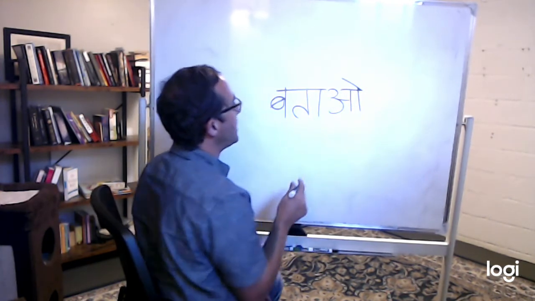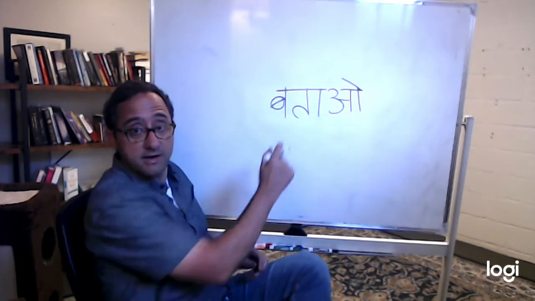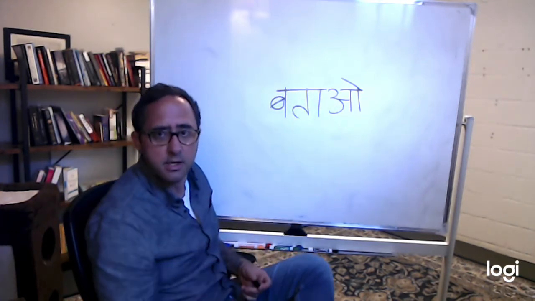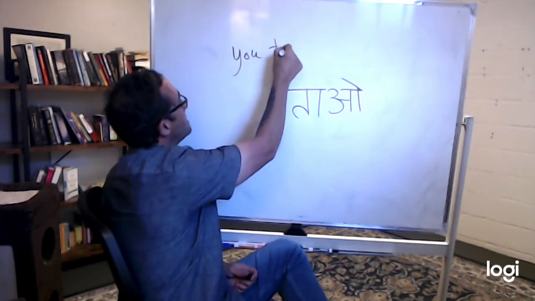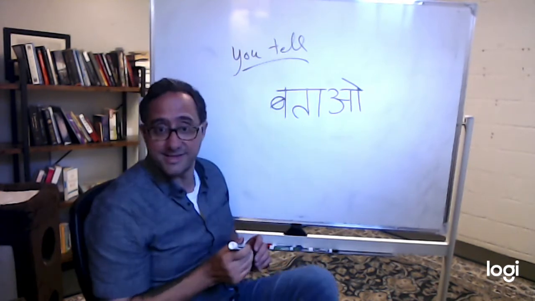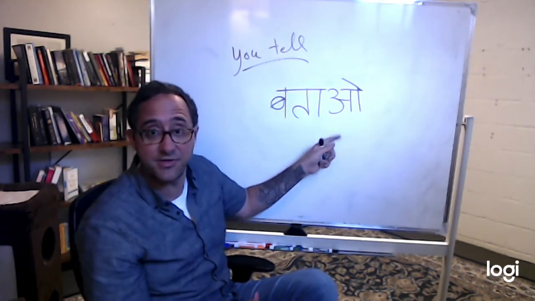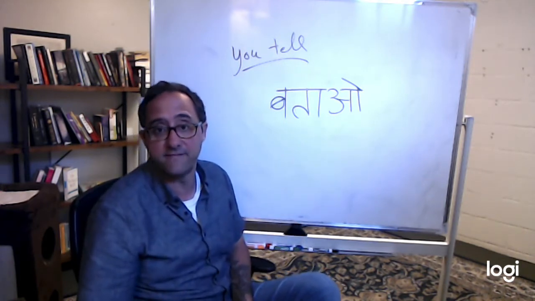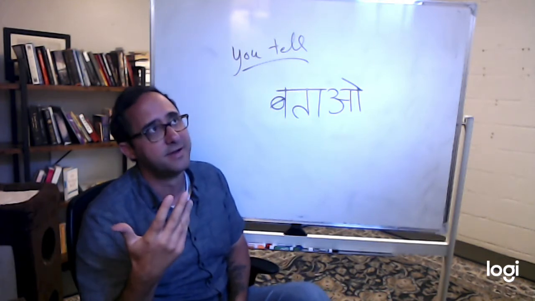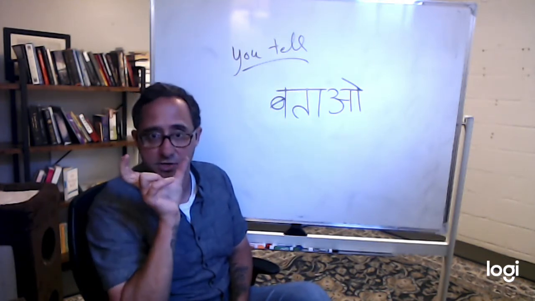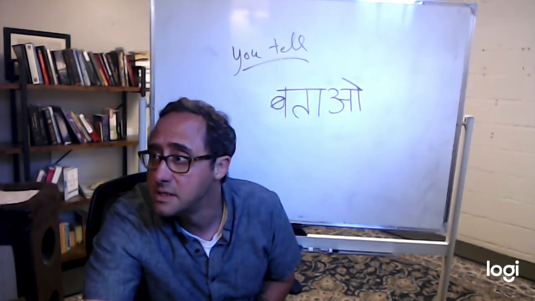And I actually have to write it all the way out, and I do not put the line above this part of the o, this 3 looking thing, right? Batao. That means you tell. You tell, batao. So you'll see if there's 2 vowels together, the second vowel is spelled out, the full unattached version is used. Okay? Let's see if I have anything else.